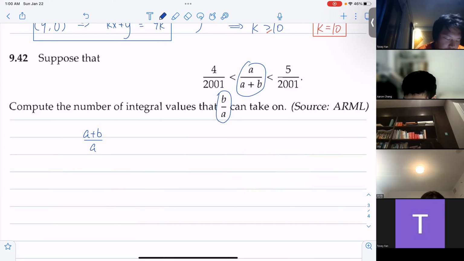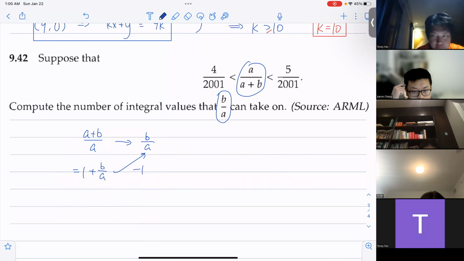And again, how do we go from this to b over a? You will see that this fraction, if you just divide it, is going to be equal to 1 plus b over a, right? So to get to b over a, we're just going to subtract 1. Make sense, Lily, Rika? Right?